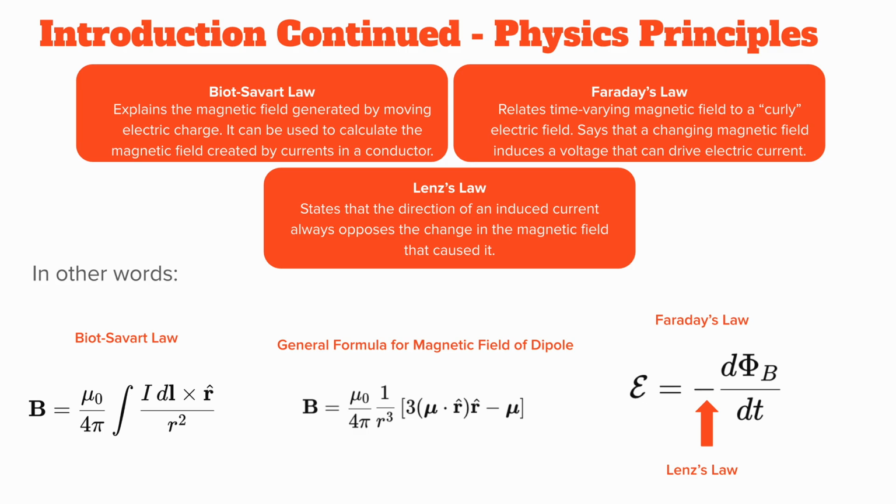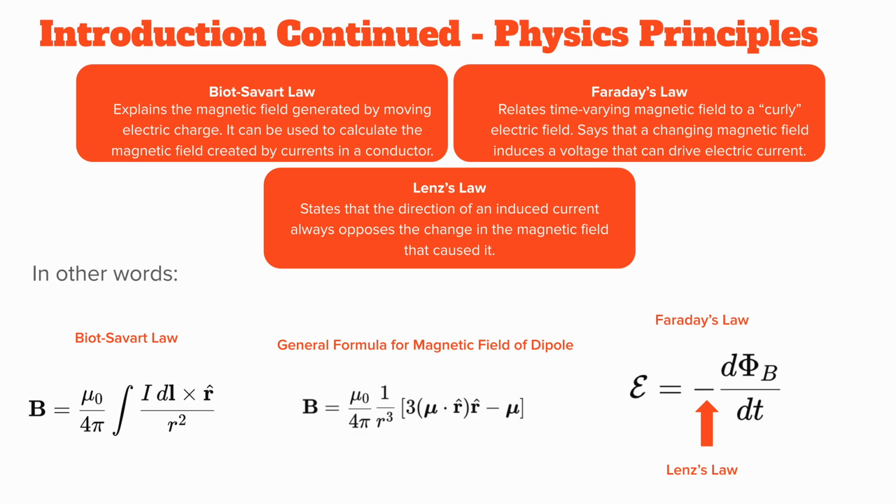Another important physics principle to note, and the main law for this lab, is Faraday's law. Faraday's law relates a time-varying magnetic field to a curly electric field. It says that a changing magnetic field induces a voltage that can drive electric current. The formula for Faraday's law can be seen below. It says that EMF is equivalent to the change in flux over the change in time.